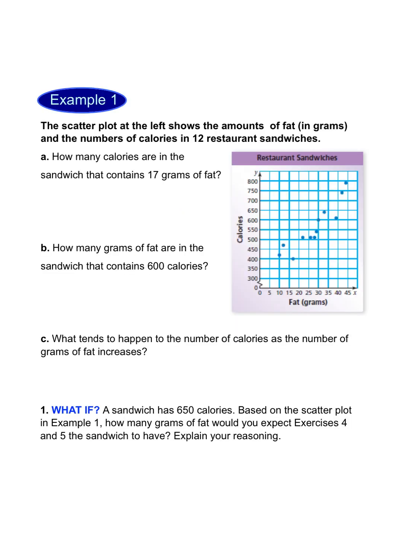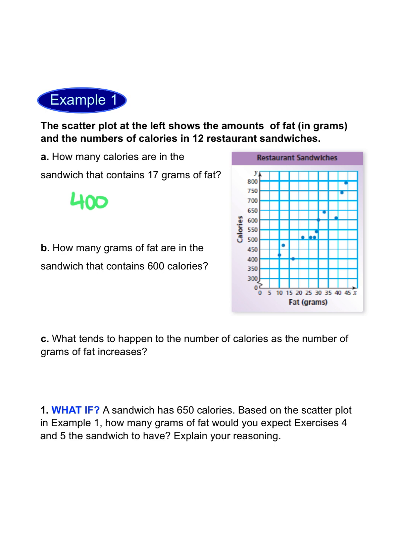So example 1, the scatter plot on the left shows the amount of fat in grams and the number of calories in 12 restaurant sandwiches. A, how many calories are in the sandwich that contains 17 grams of fat? Well, we can read our graph. 17 is going to be between 15 and 20. There's a point right there that's about at 17. So there's 400 calories in that sandwich.